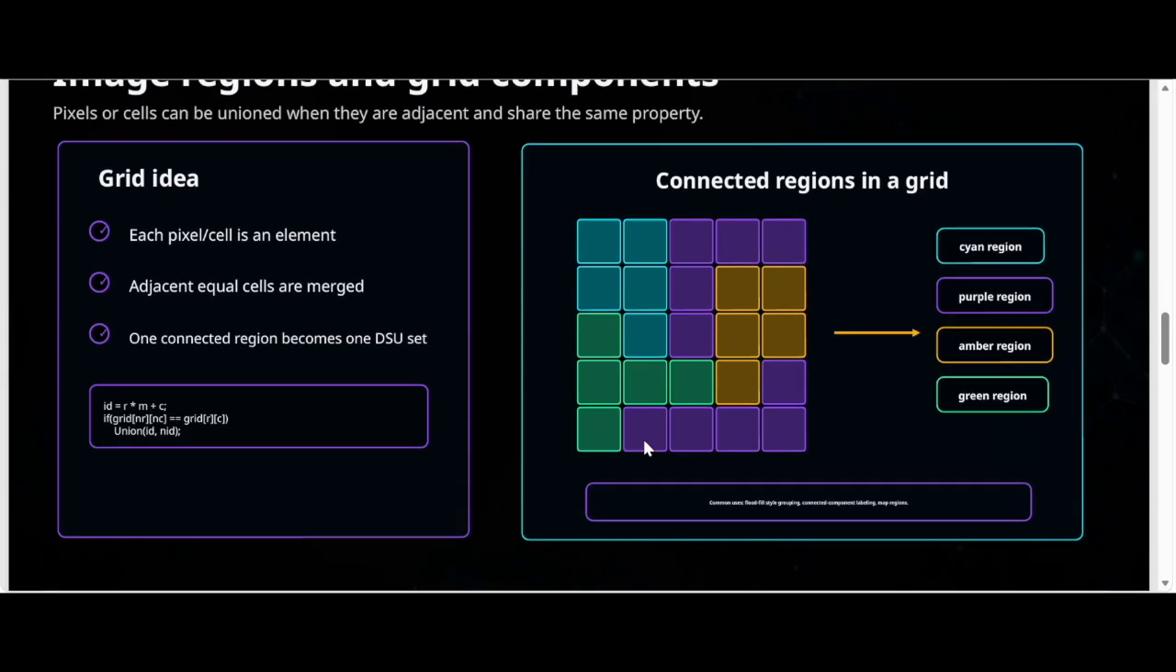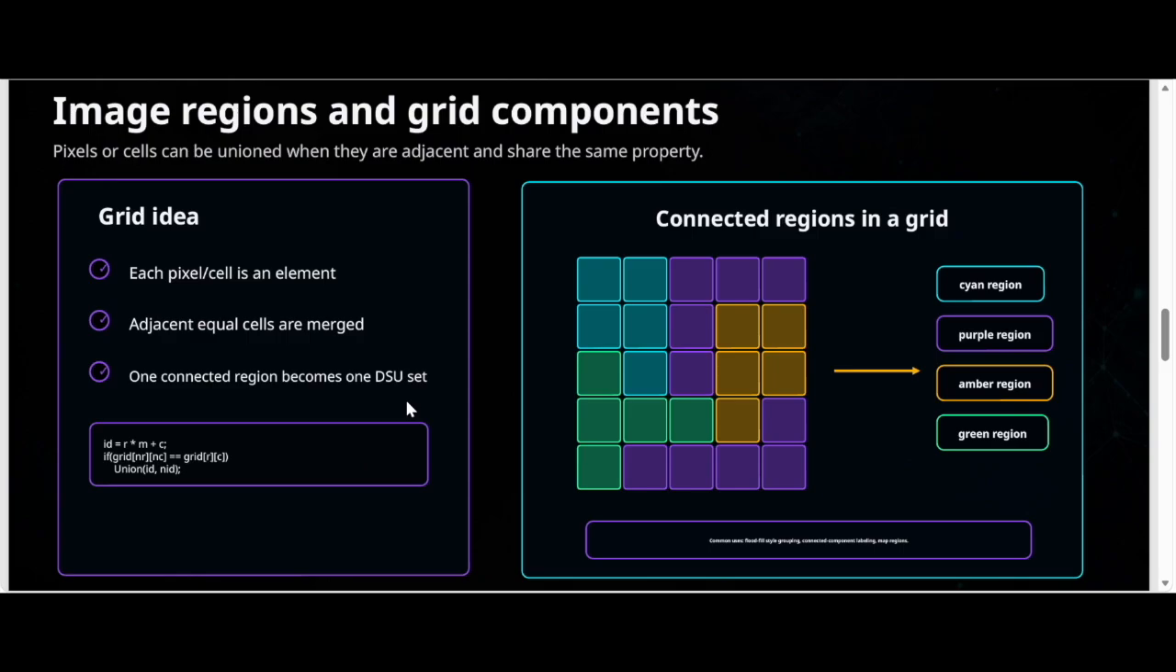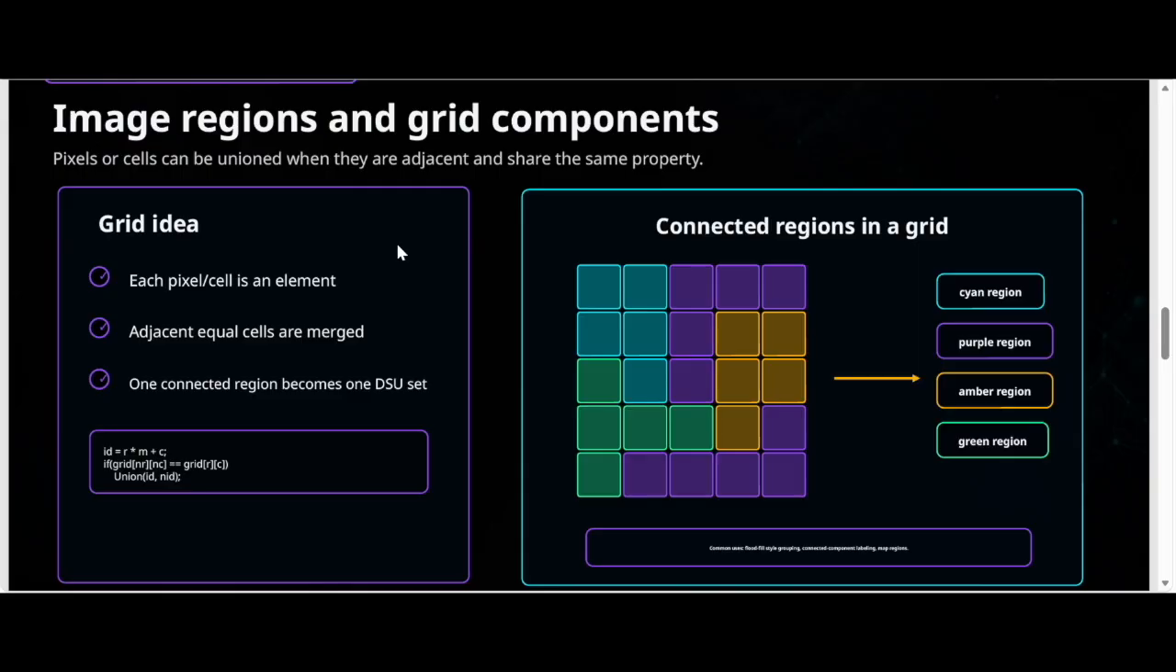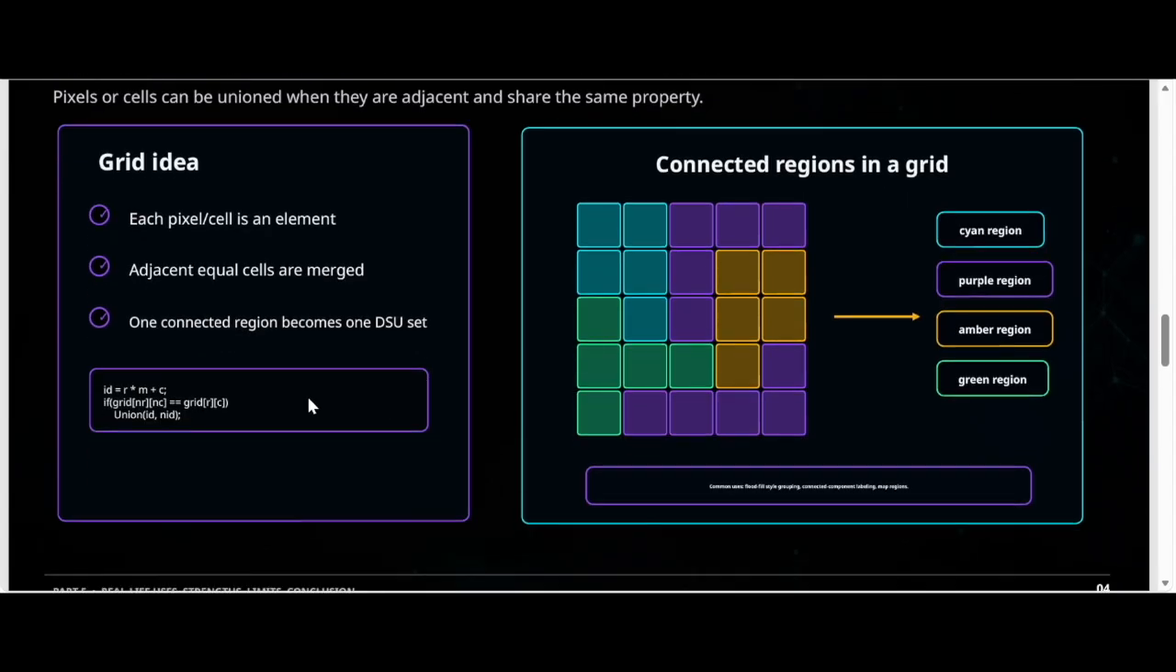Each region denotes a component of this DSU. Here we can see the code by which we can create a grid using the adjacent cells which have almost the same property and are adjacent. They can be unioned by using DSU. As we see, the grid idea perfectly overlaps with DSU. Each pixel or cell is an element. Adjacent equal cells are merged. One connected region becomes one DSU set. So here's a code by which we can find the pixels or cells which are connected.